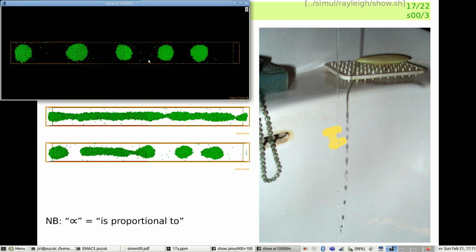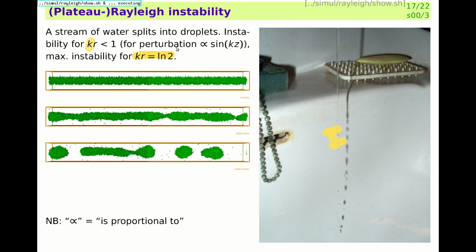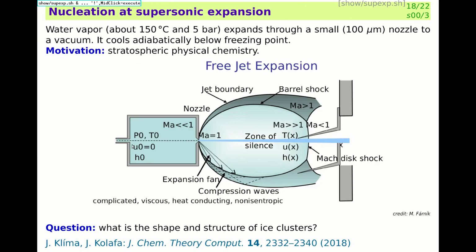It is something like liquid argon. You can see that the stream really split into 5 droplets, and this number of 5 is approximately the same as predicted by this theory. Another example, again in this case from our laboratory.